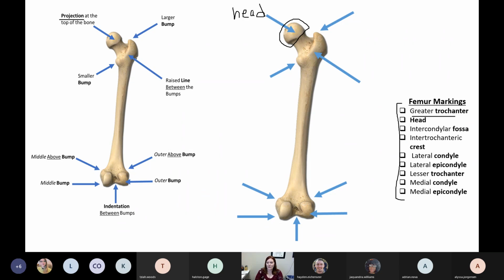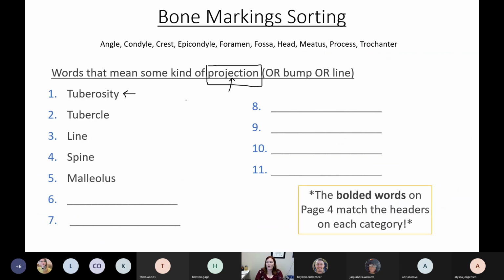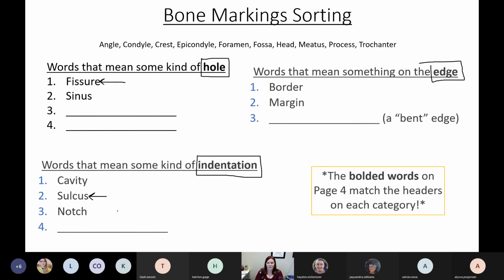So I'm going to go back to page 5. And on my list of things that mean a projection, I can now add the word head to this list. The head of the femur, the head of the humerus, the head of the radius. That's a projection at the top of a bone. I've added the word head to my list of things that stick out.